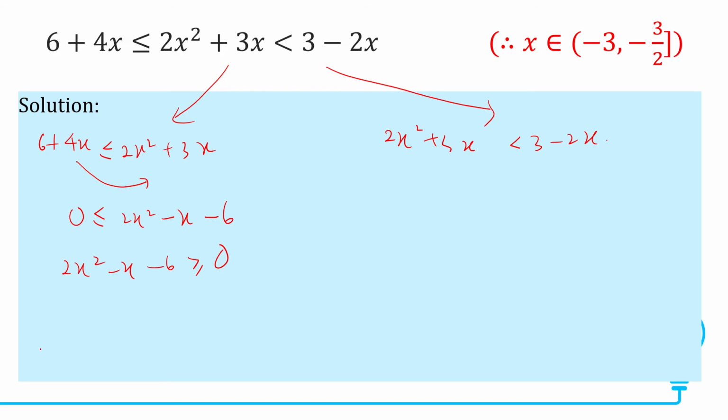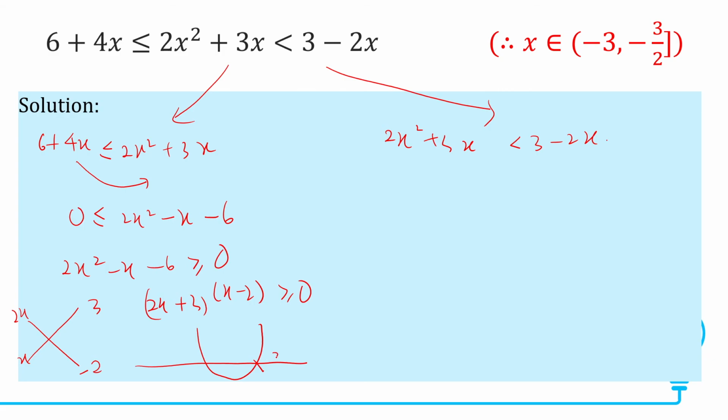And then after that, we need to factor these equations. As I said, I don't have a calculator. So 2 and this is 3, I think so. And then this one is minus. So I have 2x plus 3 and x minus 2 greater than or equal to 0. So as usual, smiling face. And then this one is 2. This one is negative 3 over 2. And don't forget to label positive, positive, negative.